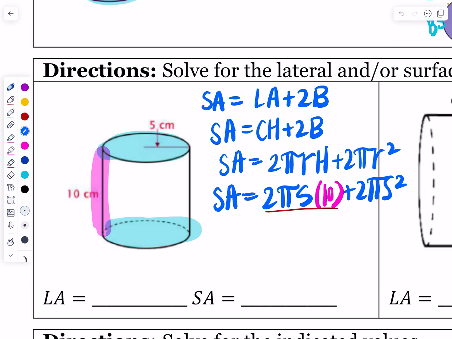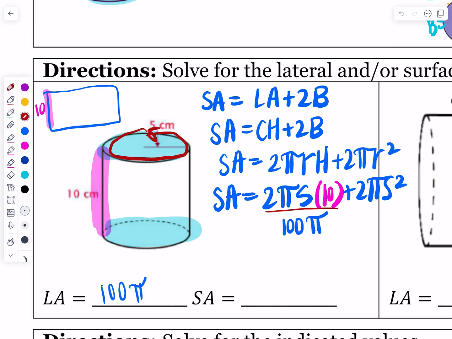It says to leave it in terms of pi. And so when I do 2 times 5 times 10, I'm going to get 100 pi for my lateral area. How much lateral area do I have in these walls? If I were to unwrap this shape, I would have a height of 10, and then my circumference would be the width of that rectangle, and so that's going to be 2 times pi times 5. And so you can see where this formula comes from. So that's 100 pi centimeters squared for my lateral area.